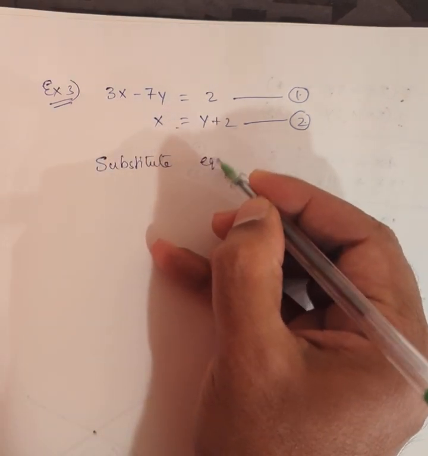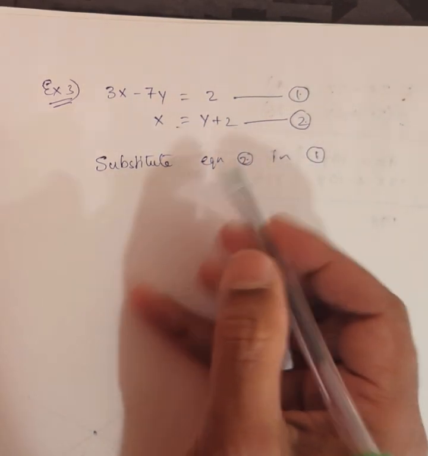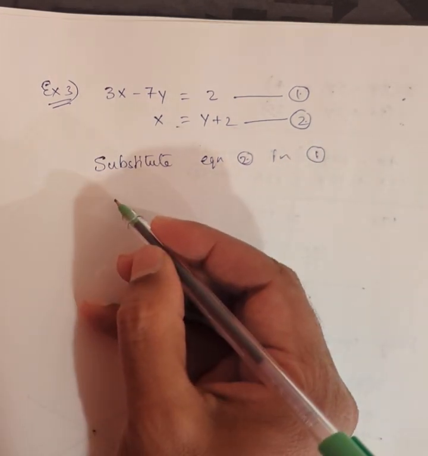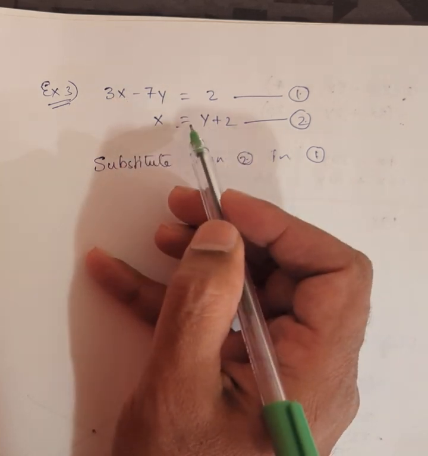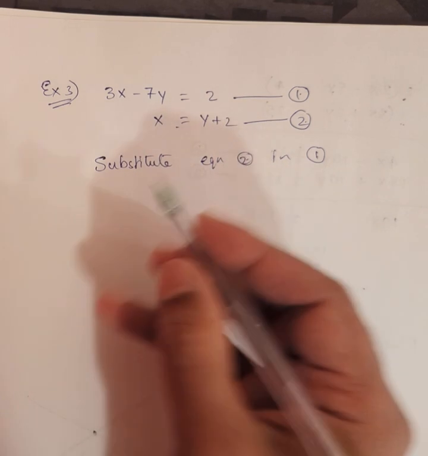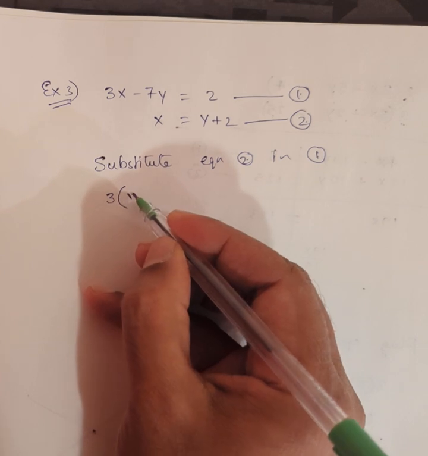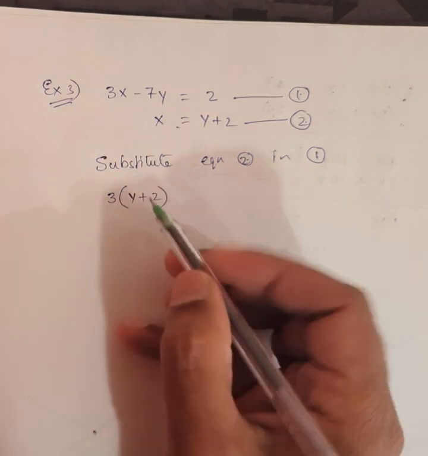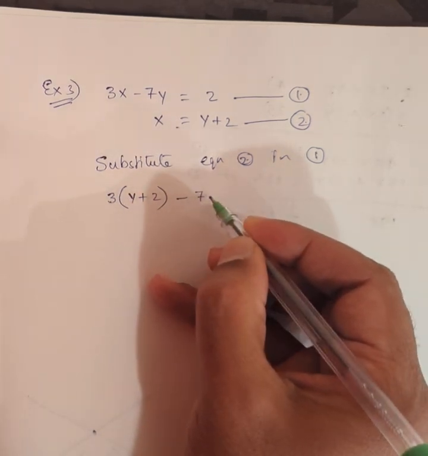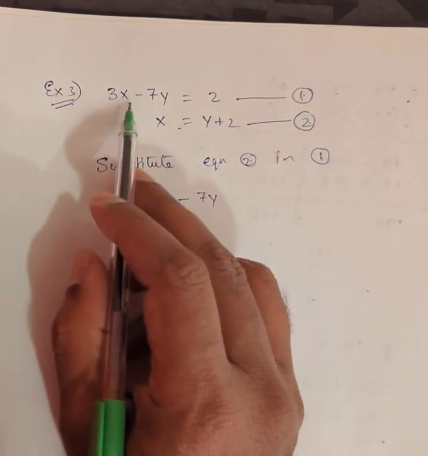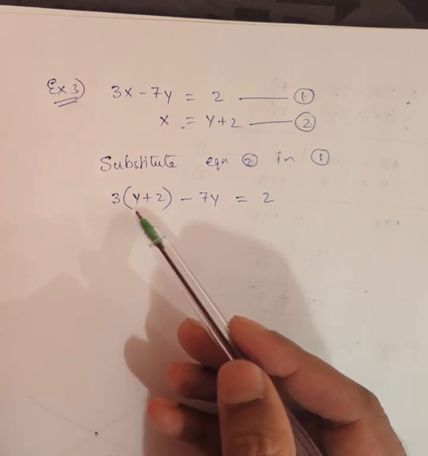Substitute equation 2 in equation 1. Which means you're going to rewrite equation 1. So equation 1 is 3x. But notice, I'm not going to write x. I'm going to write y plus 2. So 3x means 3 times x. So I have to do 3 times, and times means parentheses, and it's y plus 2. So this is basically 3x, but we replaced x with y plus 2, and then it's minus 7y is equal to 2. So notice you only have one variable y.